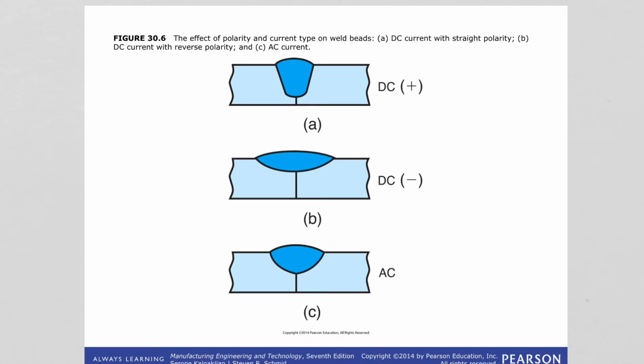Here we see the effect of polarity and the current on the type of weld. So when we say straight polarity, we see it in image A. In this case, the workpiece is positive. It is anode, and the electrode is gonna be negative. It's gonna be the cathode. And this type of straight polarity produces a narrow and deep welds like this one.